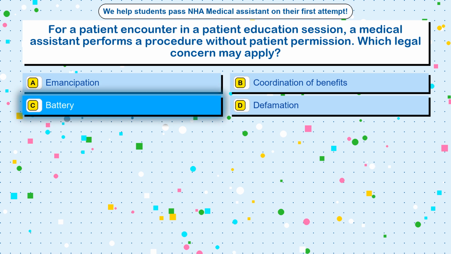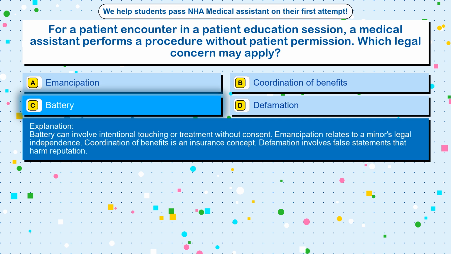The correct answer is option C, battery. Battery can involve intentional touching or treatment without consent. Emancipation relates to a minor's legal independence. Coordination of benefits is an insurance concept. Defamation involves false statements that harm reputation.